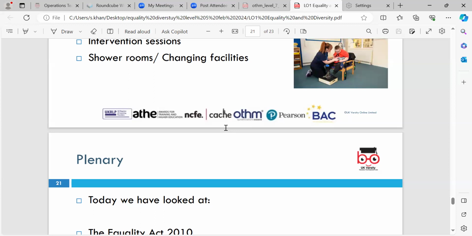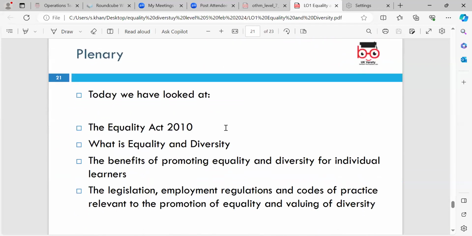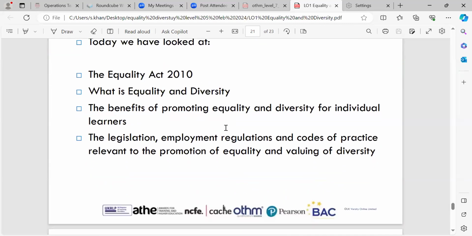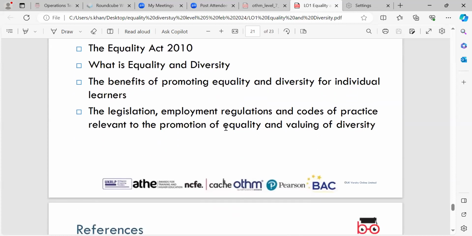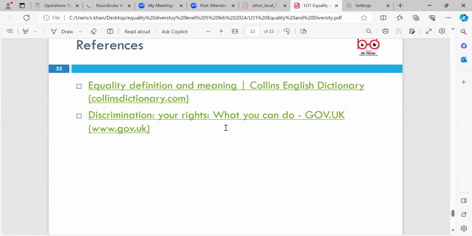So we've finished Learning Outcome 1 now, okay? We looked at the Equality Act. What is equality and diversity? The benefits of promoting equality and diversity for individual learners, and the legislation, codes of practice and the laws in place for equality and diversity. And some of the references we've used are here.